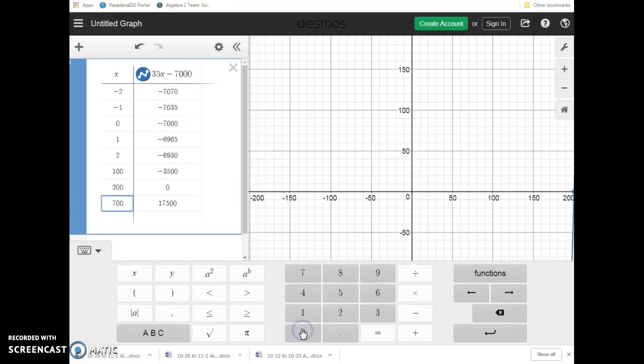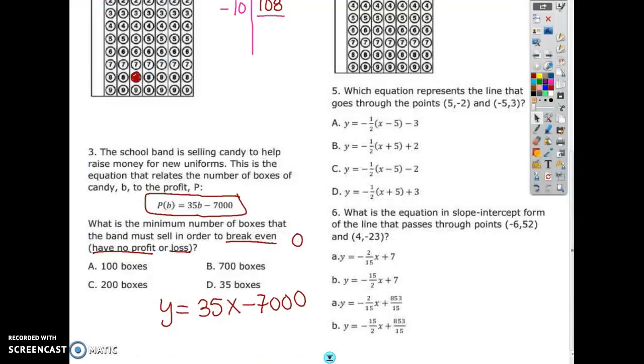700 boxes. Now they made a profit. They have some money that they made for selling those boxes. And then 35, they're still in the hole. So the only one that they broke even with was 200 boxes, and that is your answer.